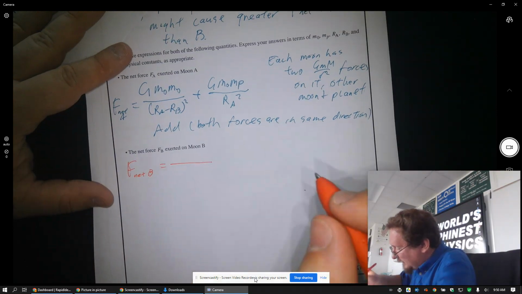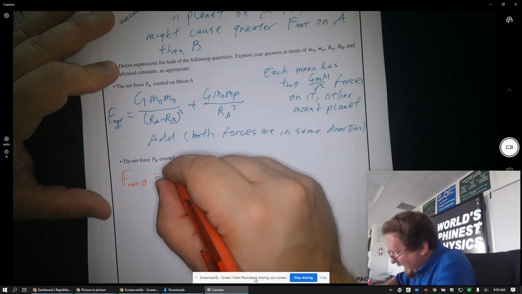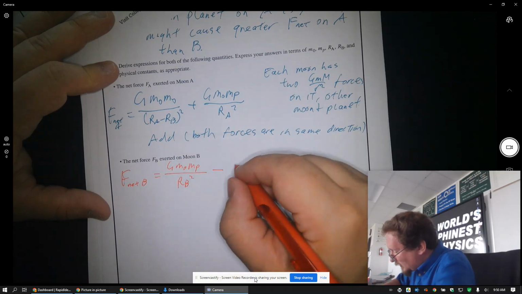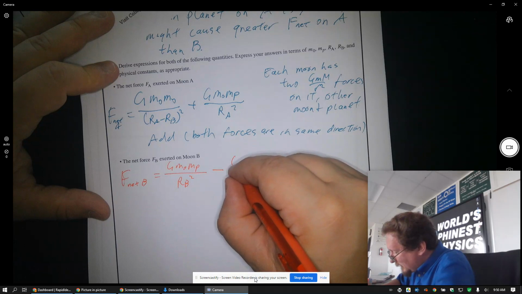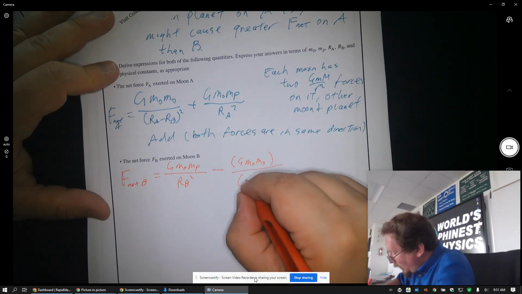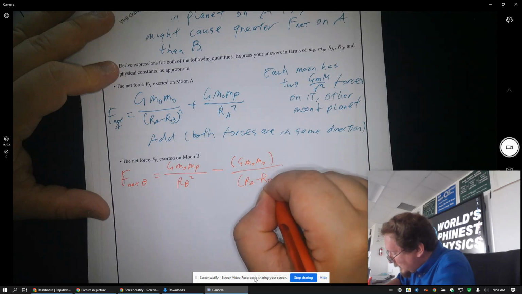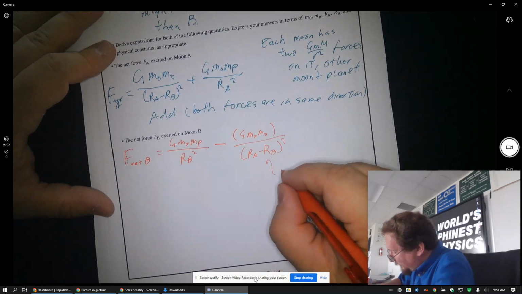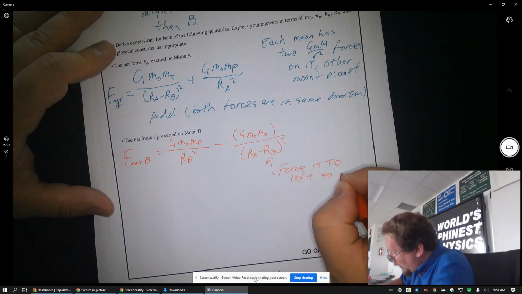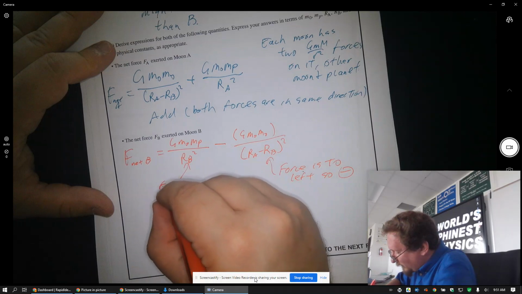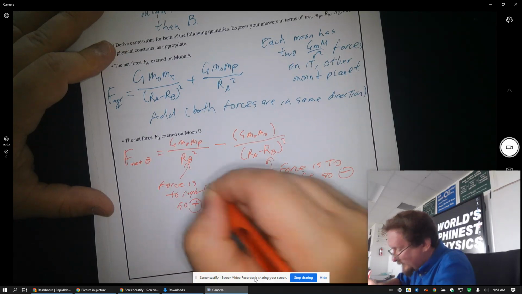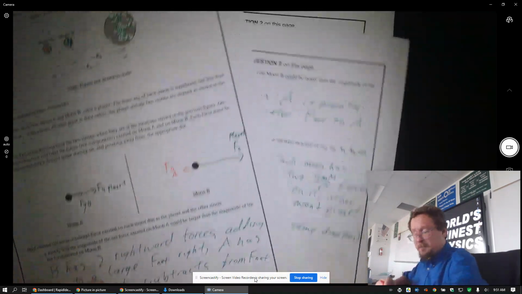That's going to be the difference. So you're still going to have GM naught MP over RB squared, but you're going to have G M naught M naught over (RA minus RB) squared. I'm going to say this force is to the left, so negative. This force is to the right, so positive. Again, it says derive, so you want to show some kind of work.